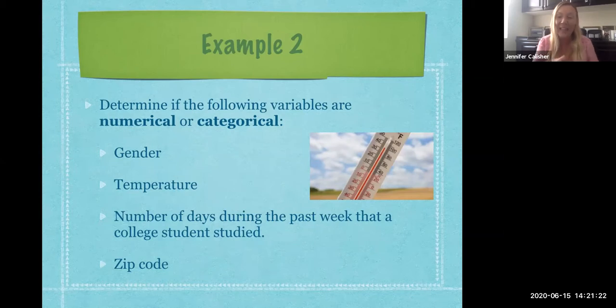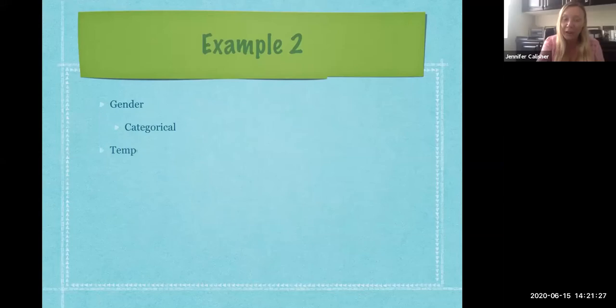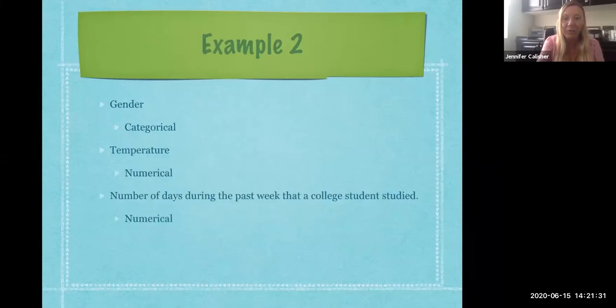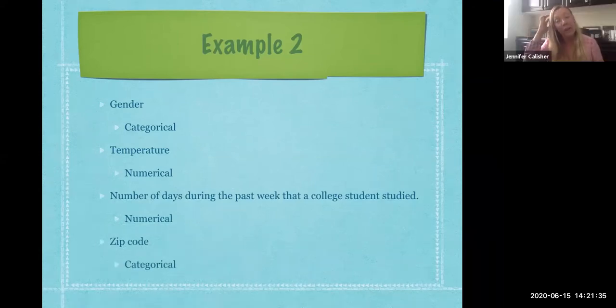In this case, by the way, I forgot I have all my notes here, so you can jot them down if you need to. Zip code would actually be categorical. So not every time that we see numbers will it be numerical, although most of the time it will be. In this case, the zip codes are telling us more of a category, so it's categorical. Any questions on our first group of examples? We're all good?